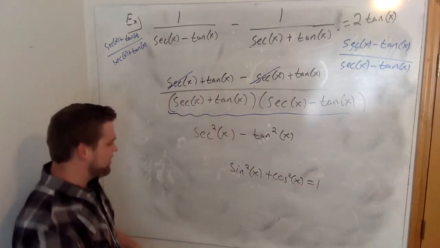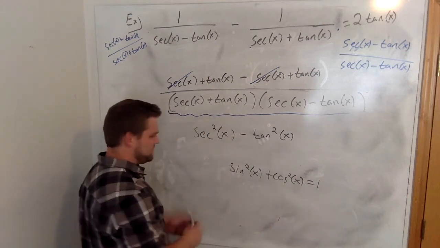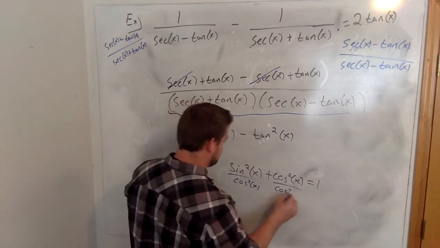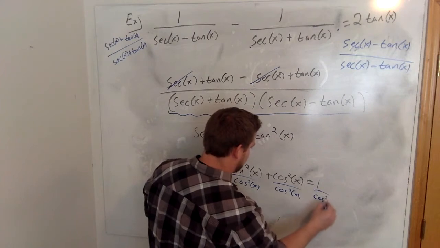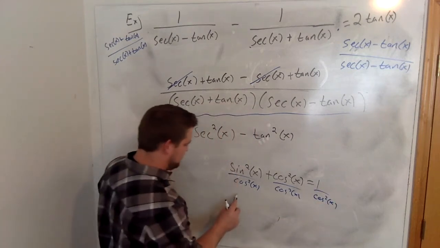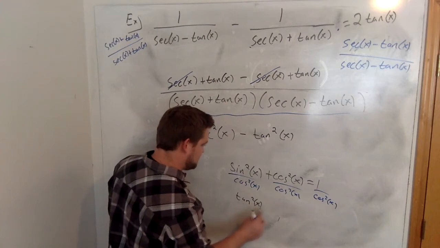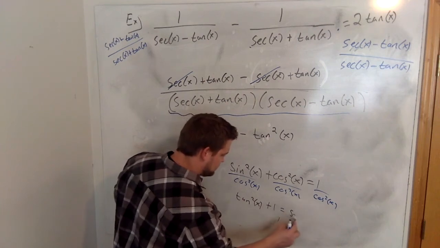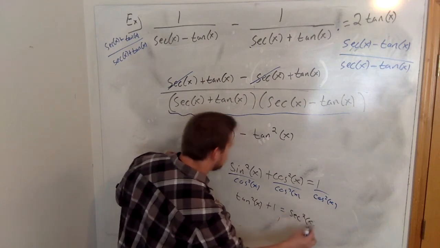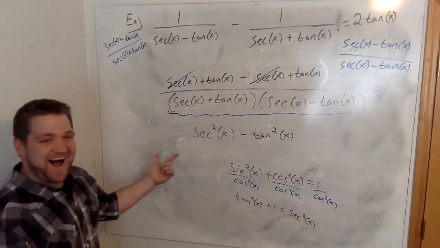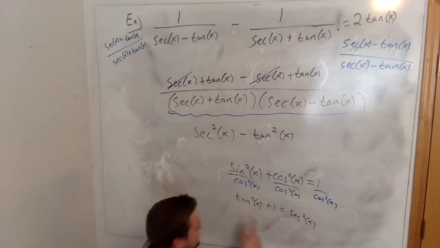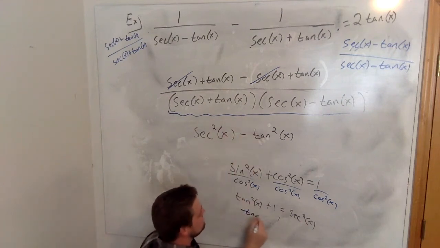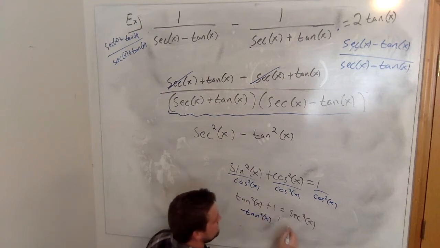Okay, I need tangents to show up. So let's divide everything by what? By cosine squared. This is my trick for memorizing these. Divide everything by cosine squared of x. So what do we have here? This is just tan squared of x plus 1 is equal to secant squared of x. Subtract tan squared of x from both sides.